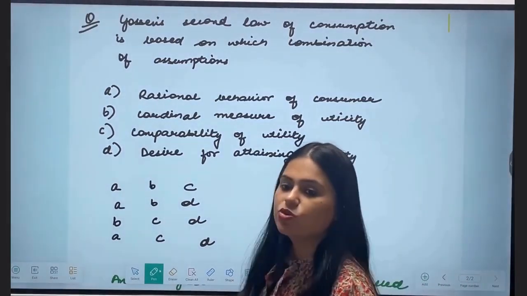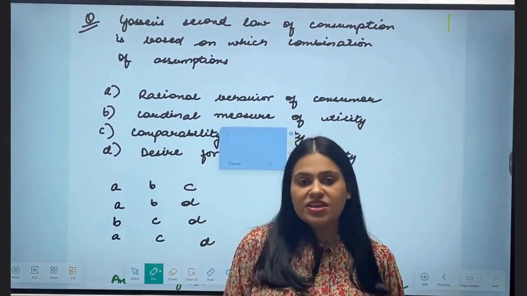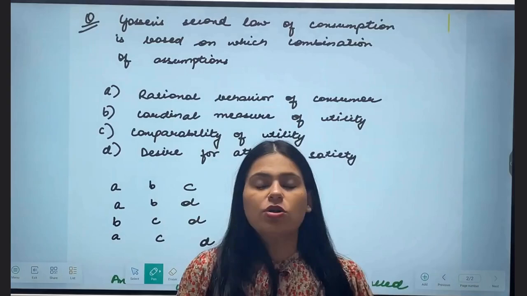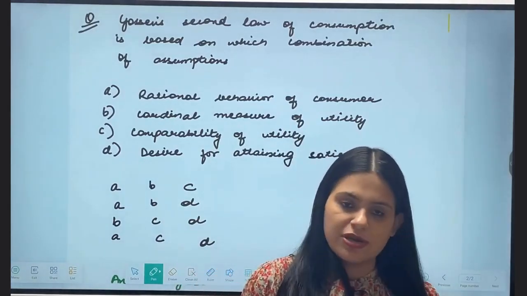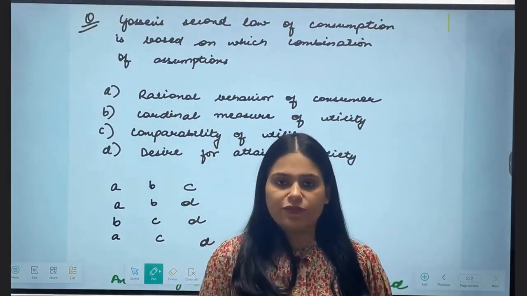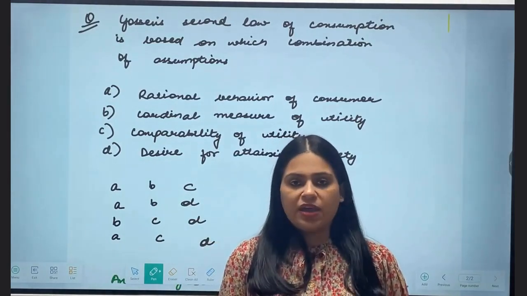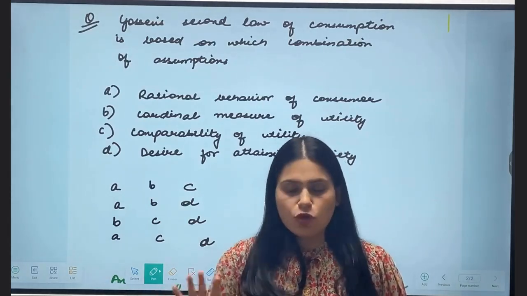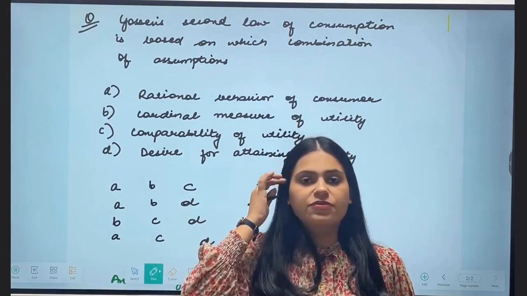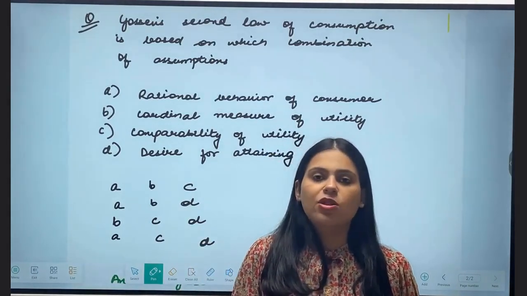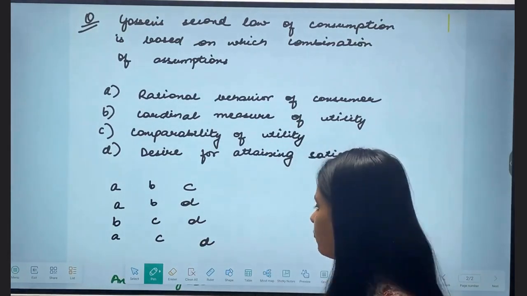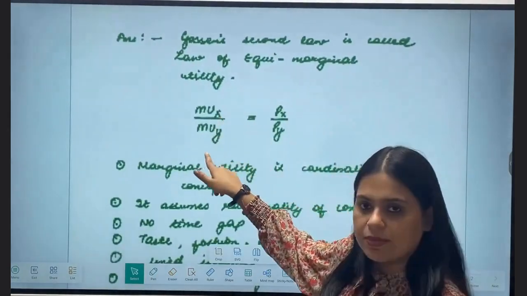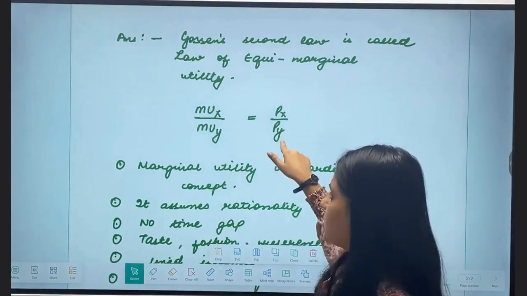Okay beta, so what is Gossen's second law saying? Gossen's second law basically talks about your law of equimarginal utility. So beta, there are two laws that we have. The first one is called law of diminishing marginal utility, that's the first law. We are talking about the second law, which is law of equimarginal utility. And beta, what does that say? It says that MUX by MUY should be equal to PX by PY.